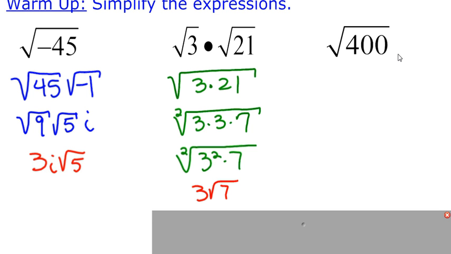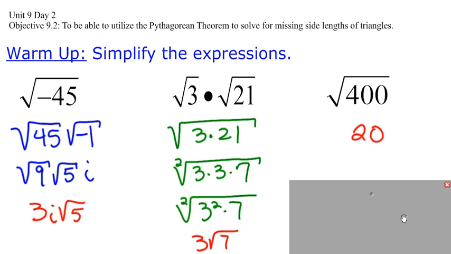Then we have the square root of 400. Well, that's a perfect square, and the value of the square root of 400 is 20.